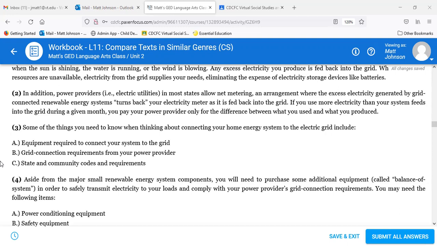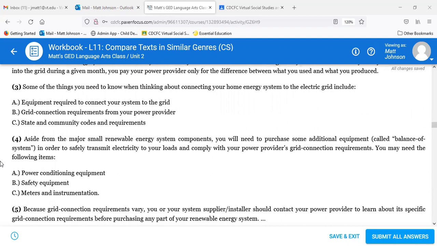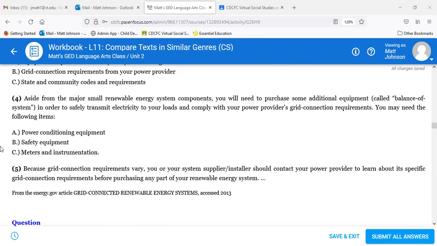You may need the following items: A. Power conditioning equipment. B. Safety equipment. C. Meters and instrumentation. 5. Because grid connection requirements vary, you or your system supplier installer should contact your power provider to learn about its specific grid connection requirements before purchasing any part of your renewable energy system.